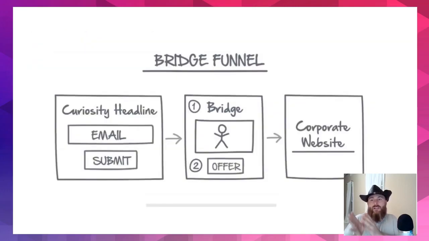The bridge funnel looks like this. A curiosity headline, an attention grabber headline, maybe something underneath it, a subheading or a little description of what you want to offer them in exchange for their email, and a submit button. Then it goes to the bridge, maybe where there's a video of some sort explaining what you want to offer them or present to them. And then you click on that button and it can go directly to the corporate website. So that middle page acts like your upline or your mentor, if you're on a 3-way call.